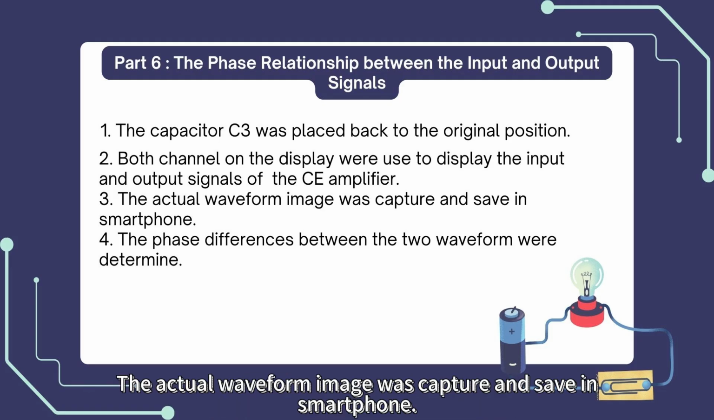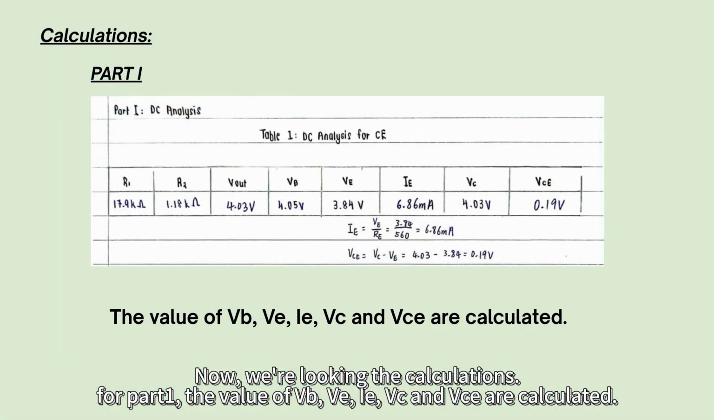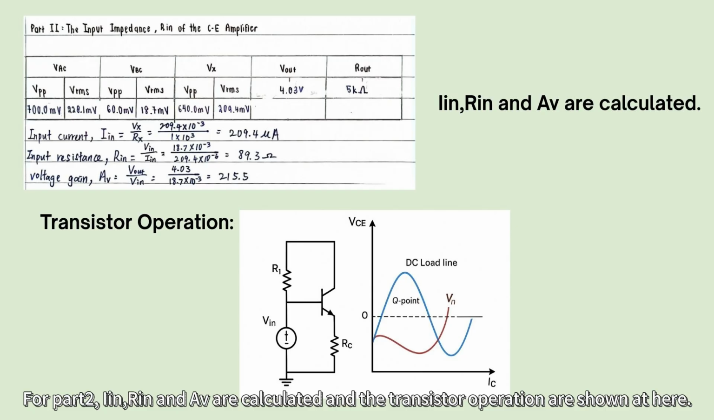Third, the actual waveform image was captured and saved in a smartphone. Fourth, the phase difference between the two waveforms was determined. And now we look at the calculations. For part 1, the values of VB, VE, IE, IC, and VCE are calculated. For part 2, Rin, Rout, and AV are calculated, and the transistor operations are shown here.